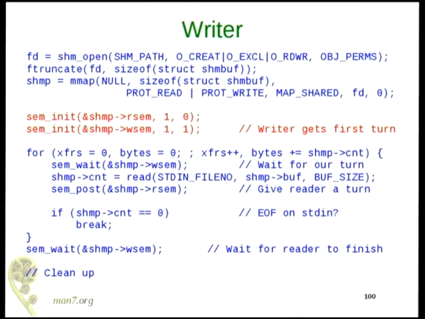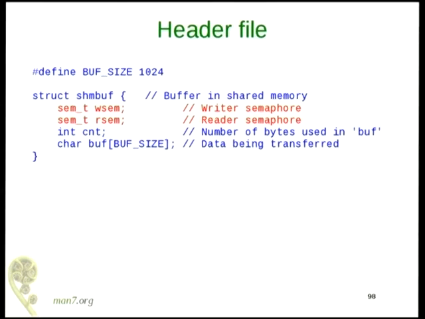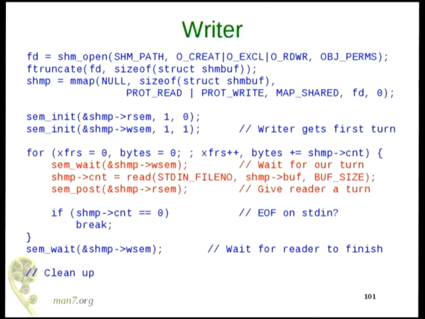Okay, and then we just go into a loop where the writer is reading some bytes from standard input. It waits for its semaphore to become available, reads some data from standard input, puts it into the buffer part of the shared memory, updates the count inside that. Okay, going back here, and we've got a count and a buffer. Updates the count and the buffer, and then says to the reader, there's something there for you to do now, and it posts its semaphore. And it just goes round and round that loop.